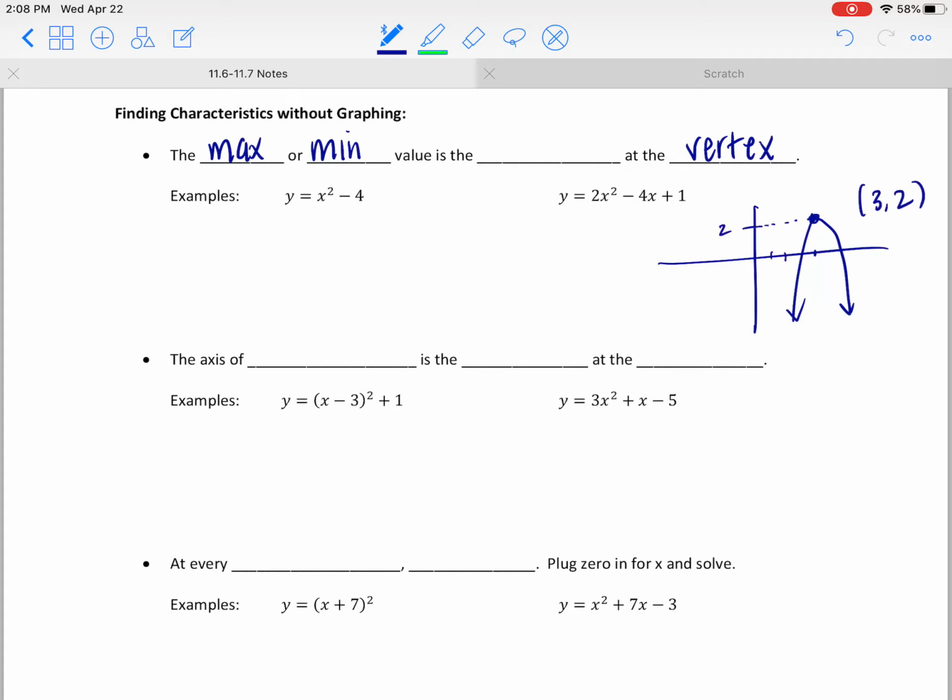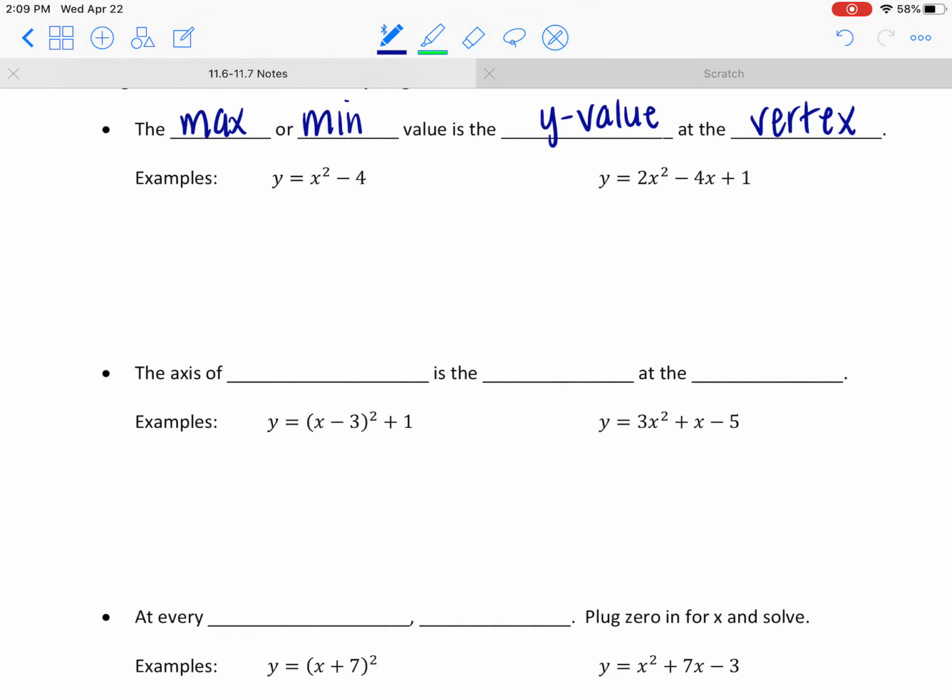Well, the x value here is telling me how far to the left or right I'm going, but the maximum, we call this a max of being at the top, that top maximum value is really referring to the y value that it corresponds with. So the max or min value is always going to be the y value that is at the vertex. So if I give you a function and you can tell me where the vertex is, then that y value in that vertex will always be the max or min value of that parabola.